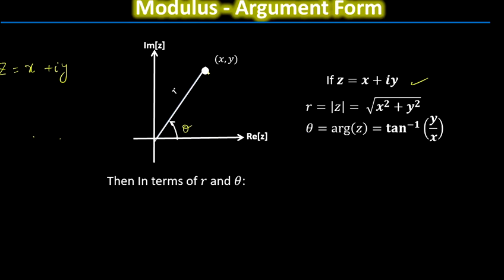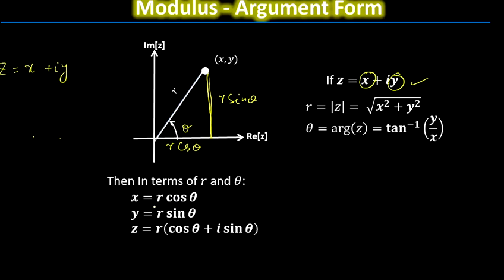Now if I extend this line, apply the trigonometric property, the basic trigonometry, this real part you can rewrite as r cos theta. Please pay attention. And this vertical height of the imaginary part you can write as r sin theta. So if I replace x by r cos theta and y by r sin theta, then you see what you get. You have another way of writing the complex number. I've taken r common, cos theta plus iota sin theta.